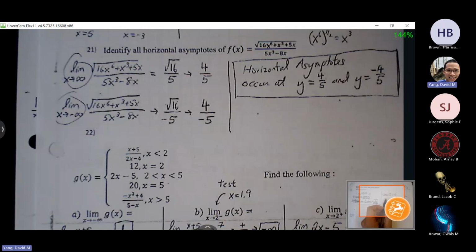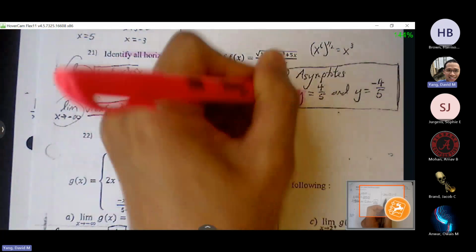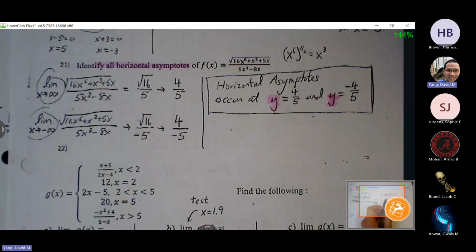We have two lines on either side of infinity. But here's something to be careful about. It's asking for horizontal asymptotes, so make sure that you name the equation, y equals, not just 4/5 or negative 4/5. You have to name those two lines.